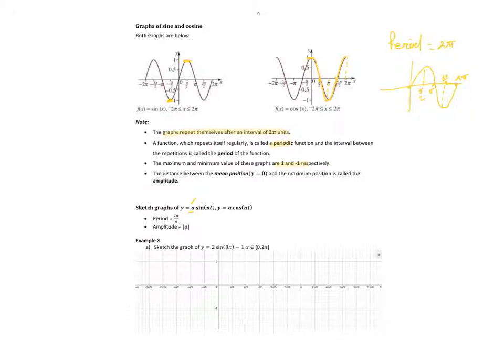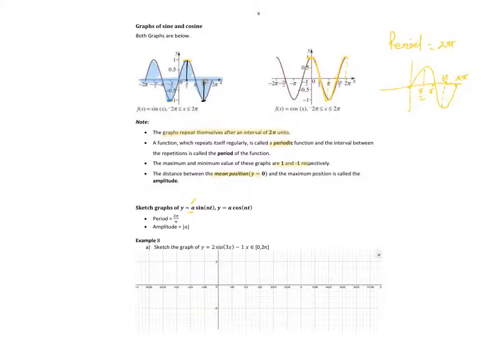So the mean position is, I guess for our standard graph, where the graph reflects about. So it's that line there, that's the mean position. Okay, for our standard graph, it's our x-axis. So notice how, if you were to shade areas, everything above and below is the same. So it's that section that splits everything in half. Okay, so that's my mean position, and the distance from the mean position out to the maximum or the minimum, that's what our amplitude is.